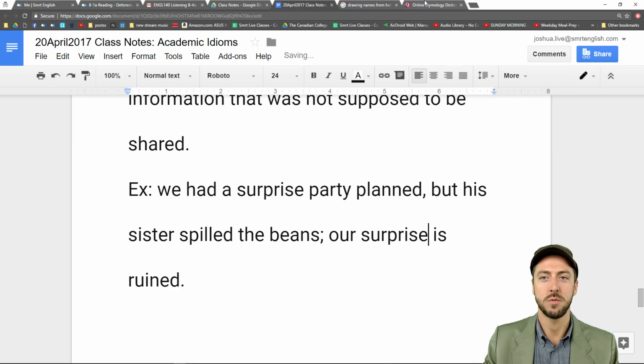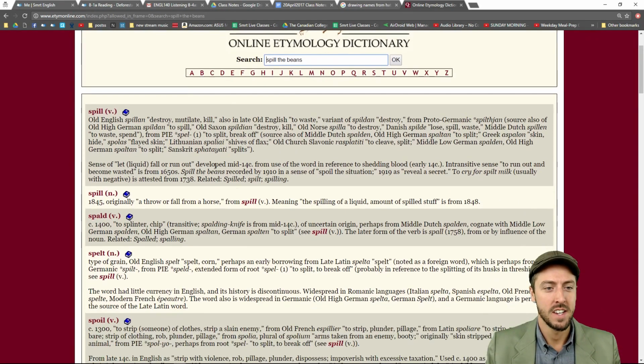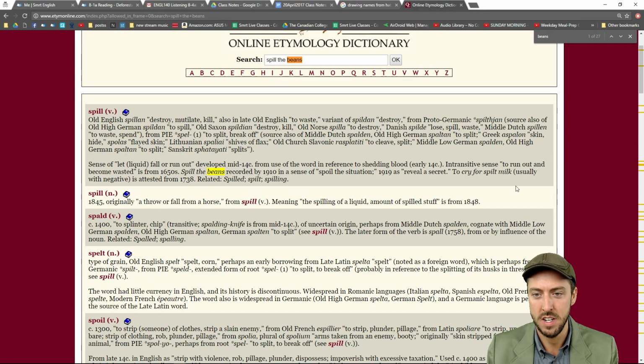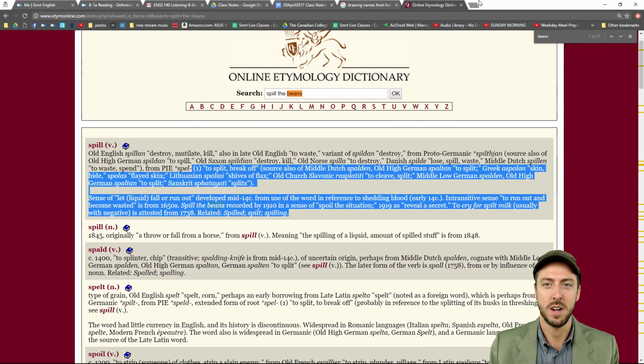And we could look up here, spill the beans. Let's see what that is. Spill the beans, recorded by 1910 in a sense of spoil the situation, a secret reveal. The cry for spilt milk, that's usually another one too. Let's not cry for spilt milk. So there's a little bit of information there, but that's an old idiom as well.